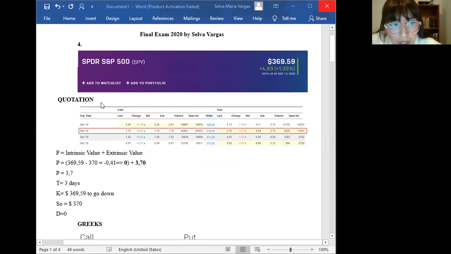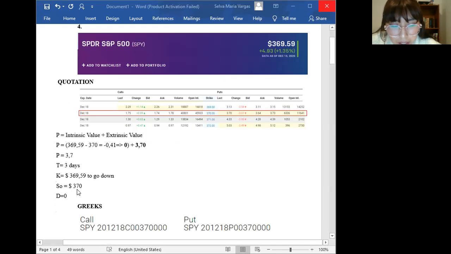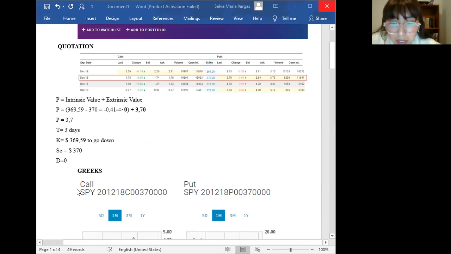By saying that, we have the quotation. As we know, the put option has to be in uppercase because it's American, and is equal to intrinsic value plus time value. By doing this operation, we have a negative number, so this is 0. So the put option is 3.57, the time is 3 days, and the price we don't know because it's in the future, but I think it's going to go down to this number, and the strike price is 3,070, and it doesn't pay dividends.